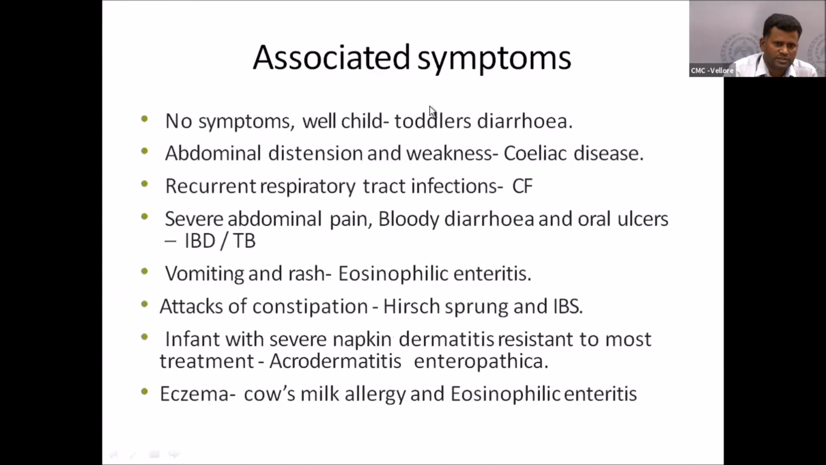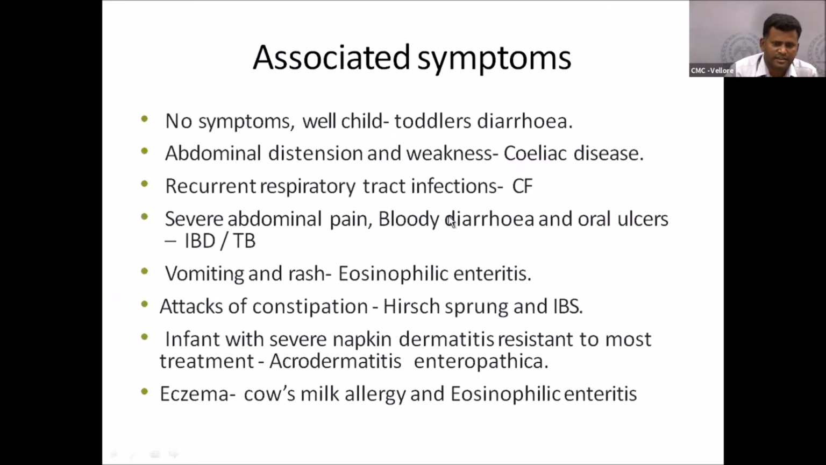And other associated symptoms, if there are no symptoms, a well child, then we should think of toddler's diarrhea or irritable bowel syndrome also. If it's abdominal distension and weakness, celiac disease has a spectrum of clinical features. It can be from mild illness to severe illness. It can produce anemia, ascites, and severe hypoalbuminemia. So abdominal distension and weakness, we should think of celiac disease.